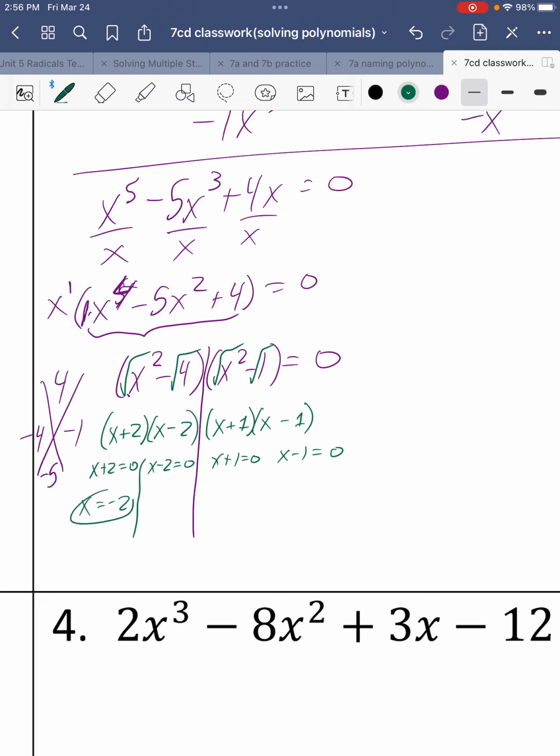Each individual equation is going to give you one solution. So the first one, subtract 2, you get negative 2. Add 2, you get positive 2. Subtract 1, you get negative 1. Add 1, you get positive 1.